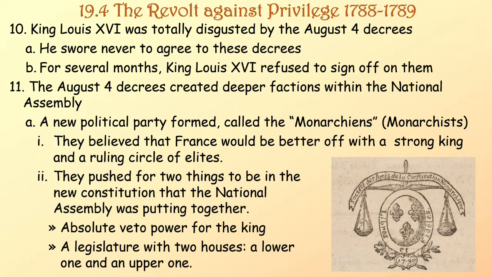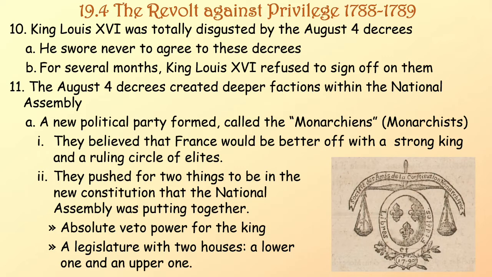He swore never to agree to these decrees, and for several months, King Louis XVI refused to sign off on them. But the August 4th decrees created deeper factions within the National Assembly, and a new political party formed called the Monarchiens, monarchists, people who supported the monarch. This group believed that France would be better off with a strong king and a ruling circle of elites. They pushed for two things to be in this new constitution that the National Assembly was now putting together.